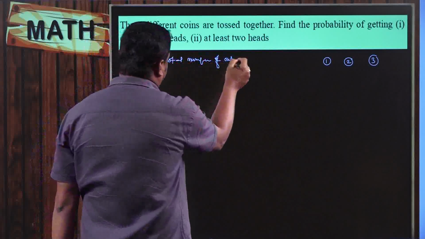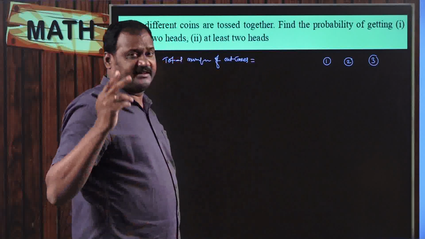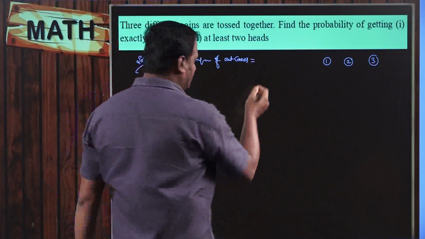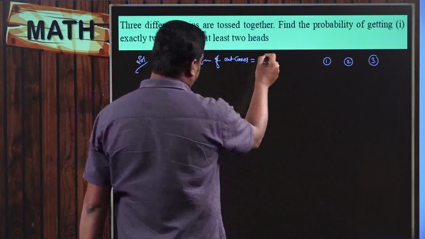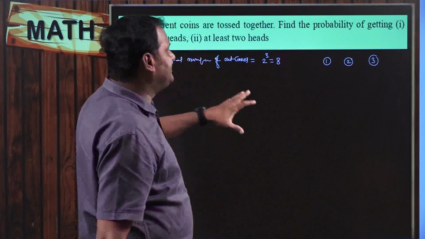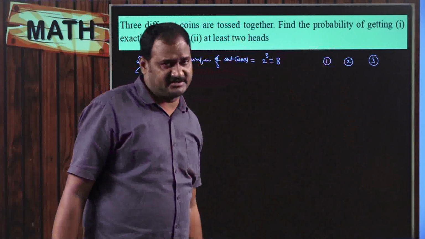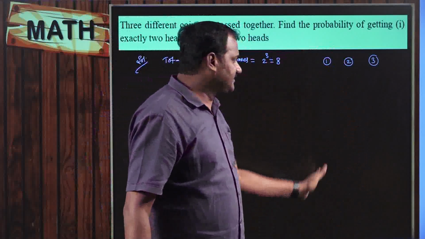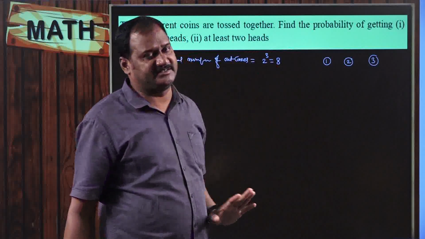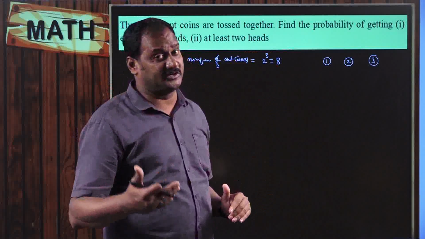Total number of outcomes is equal to, we already discussed this, that a coin has 2 possible outcomes. 2 power the number of coins, which is 3, so 2 power 3 is equal to 8. See, it is very easy to list out all the outcomes. There are totally 8 outcomes, right? For the first coin, half of them are heads and half of them are tails. Out of 8, half means 4 of them are heads and 4 of them are tails.